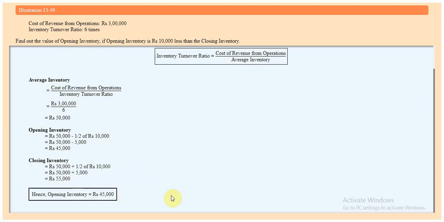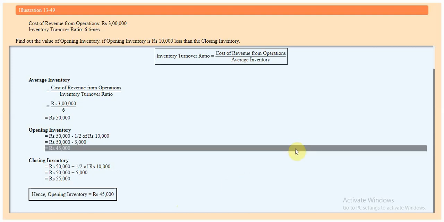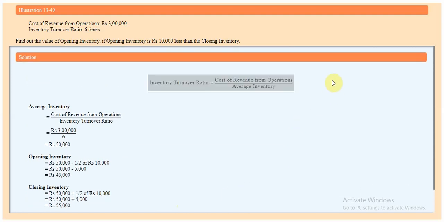There is another way also to find out opening inventory in this problem. If this is a little confusing to you, please assume opening inventory as X and closing inventory as X plus 10,000, because closing inventory is greater than opening inventory by 10,000. So just assume X and solve the problem. So this way this problem can be solved. Okay friends, let's move to the next problem.